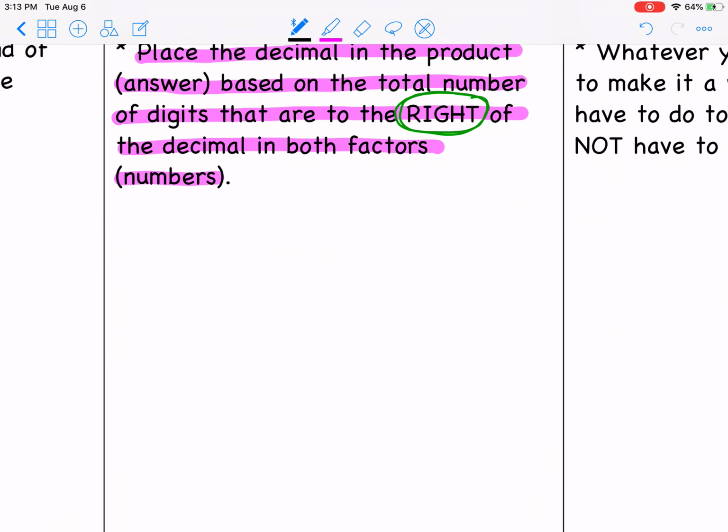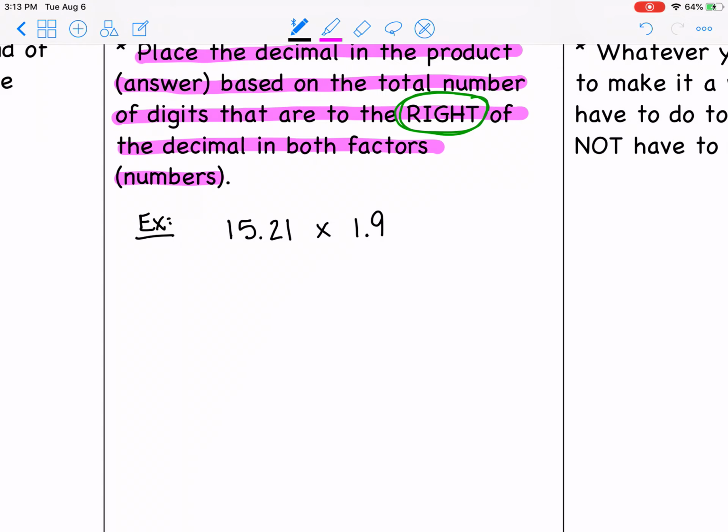So, in my example, my equation is 15 and 21/100 times 1 and 9/10. Now remember, in addition and subtraction, we were lining these numbers up according to the decimal point in each number. Now, with multiplication, that's not the case.